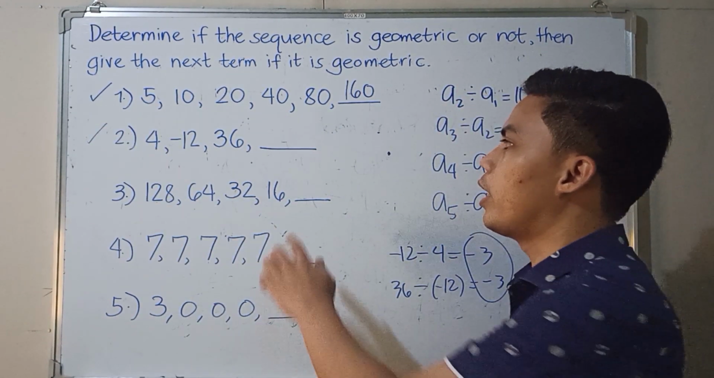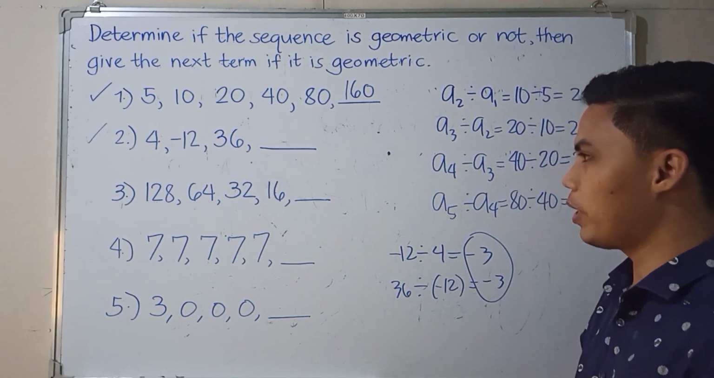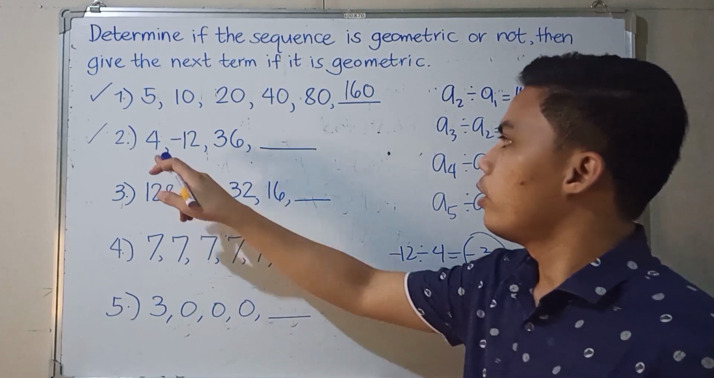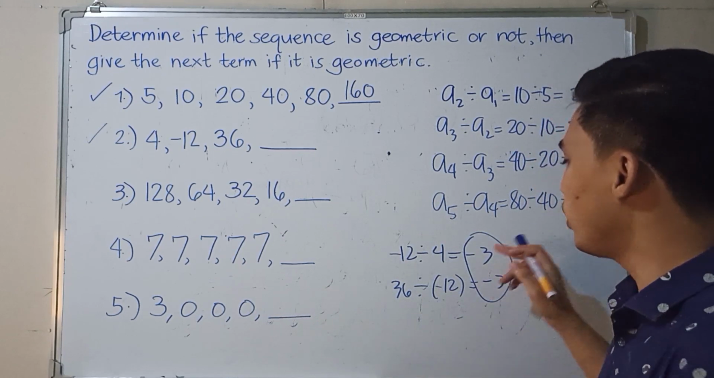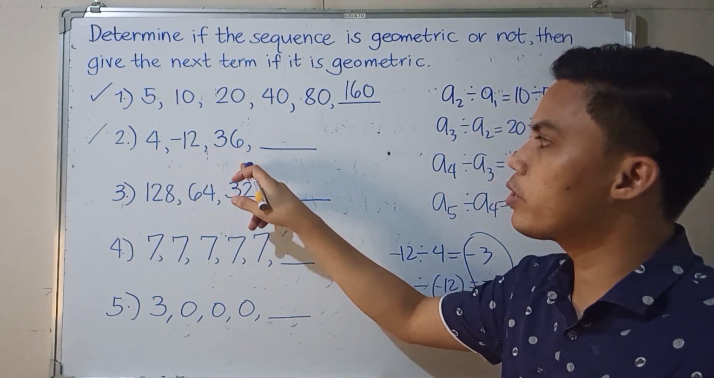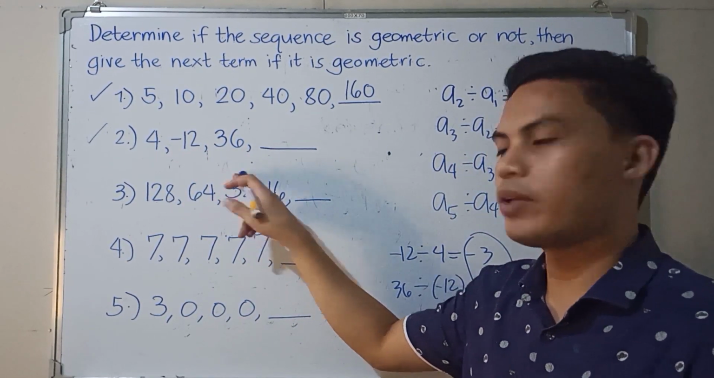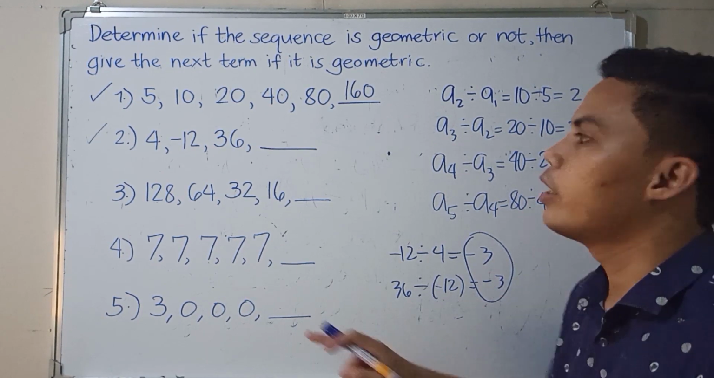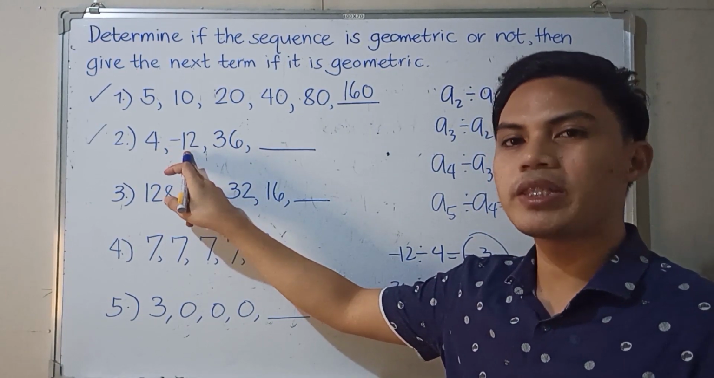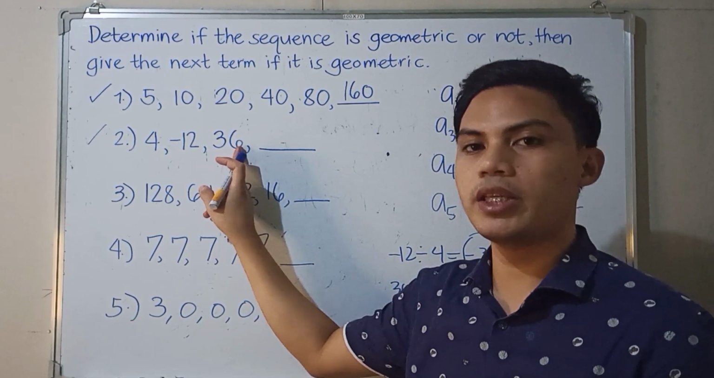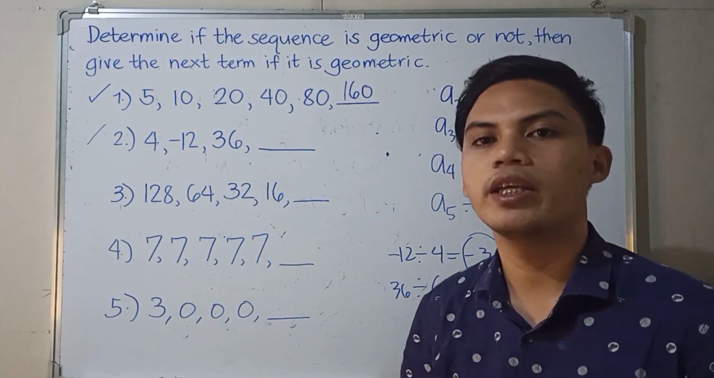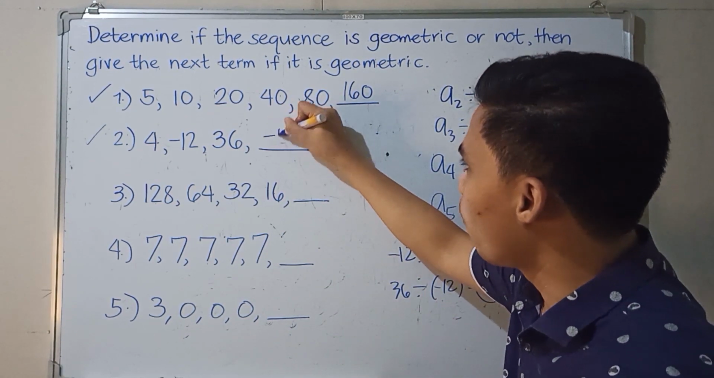Okay, so ano yung next term kaya? All we need to do is to multiply each number by negative 3. So, again, pag magkuha ng common ratio, we're going to divide. Then, para makuha yung succeeding terms, we are going to multiply. Pero, yung common ratio pa rin yung gagamitin natin. So, 4 times negative 3 is negative 12. Negative 12 times negative 3 is positive 36. Now, how about positive 36 times negative 3? The answer is negative 108.